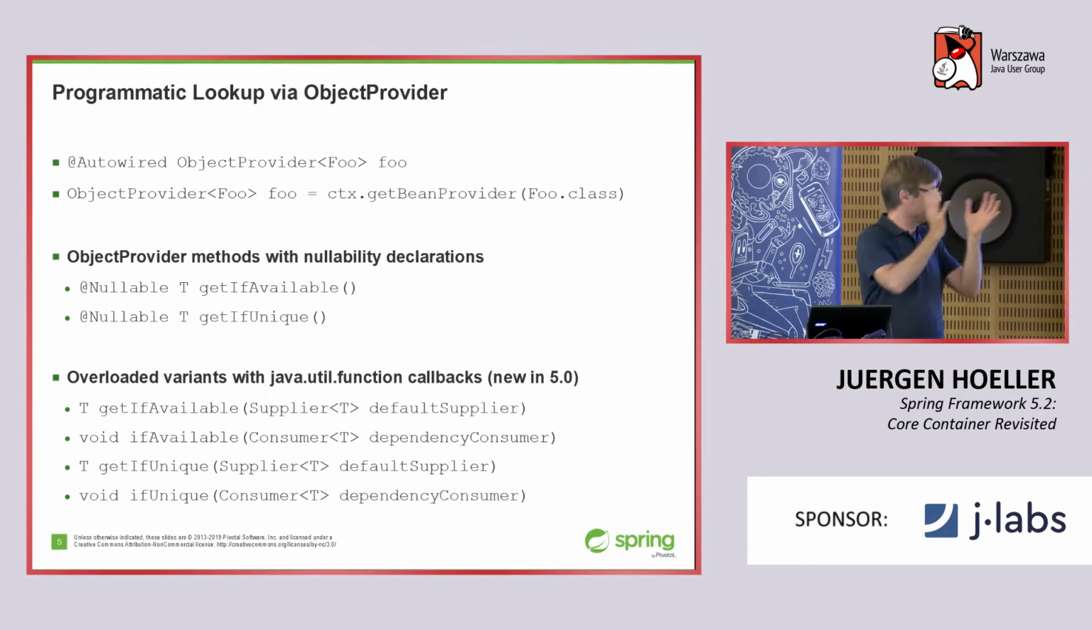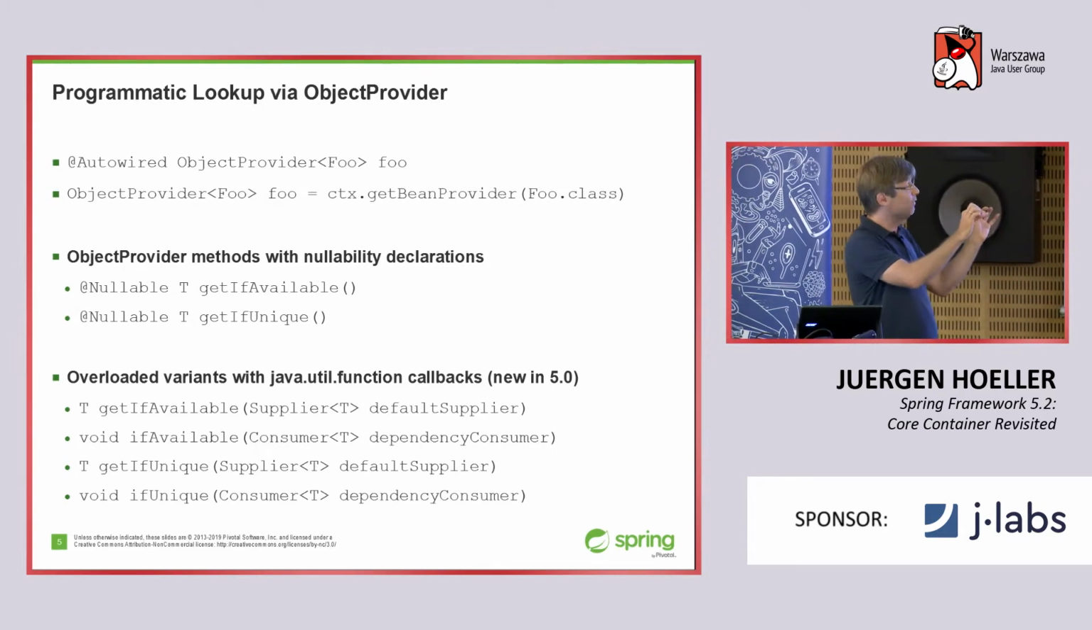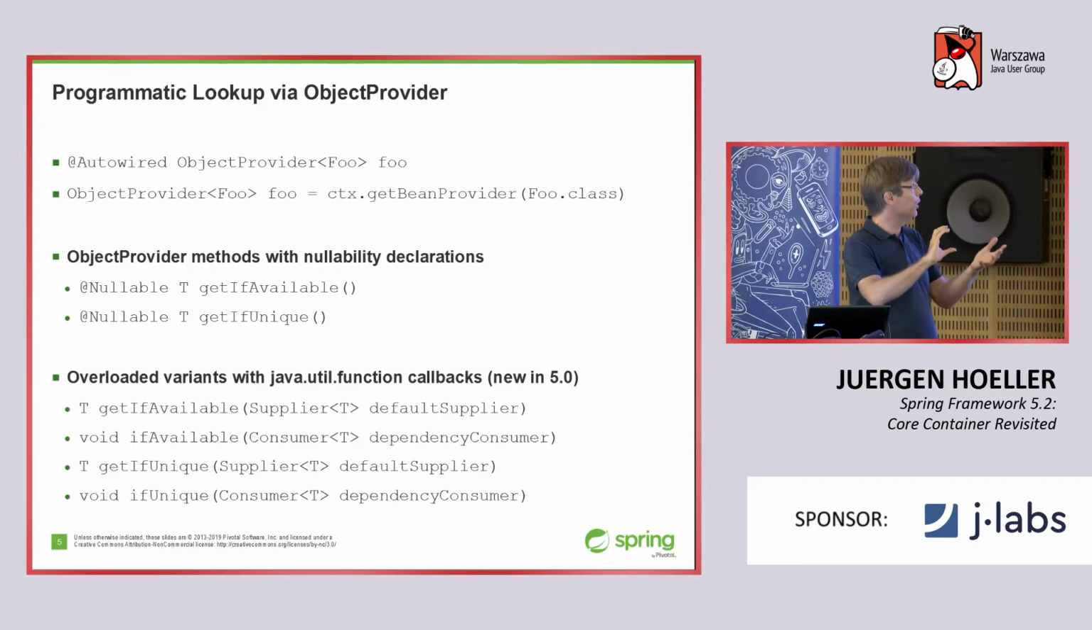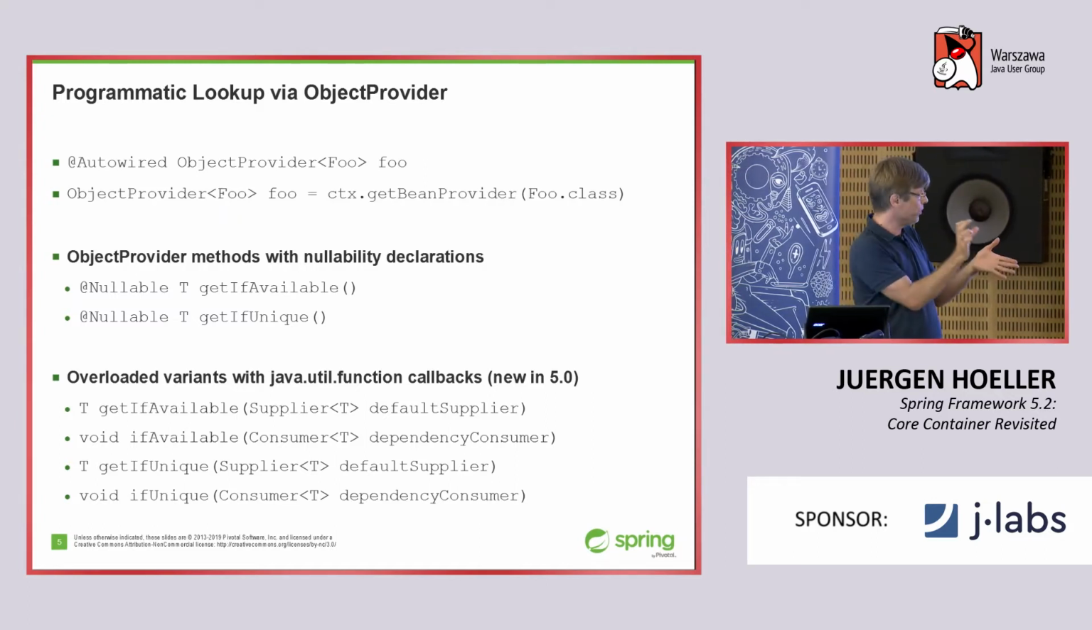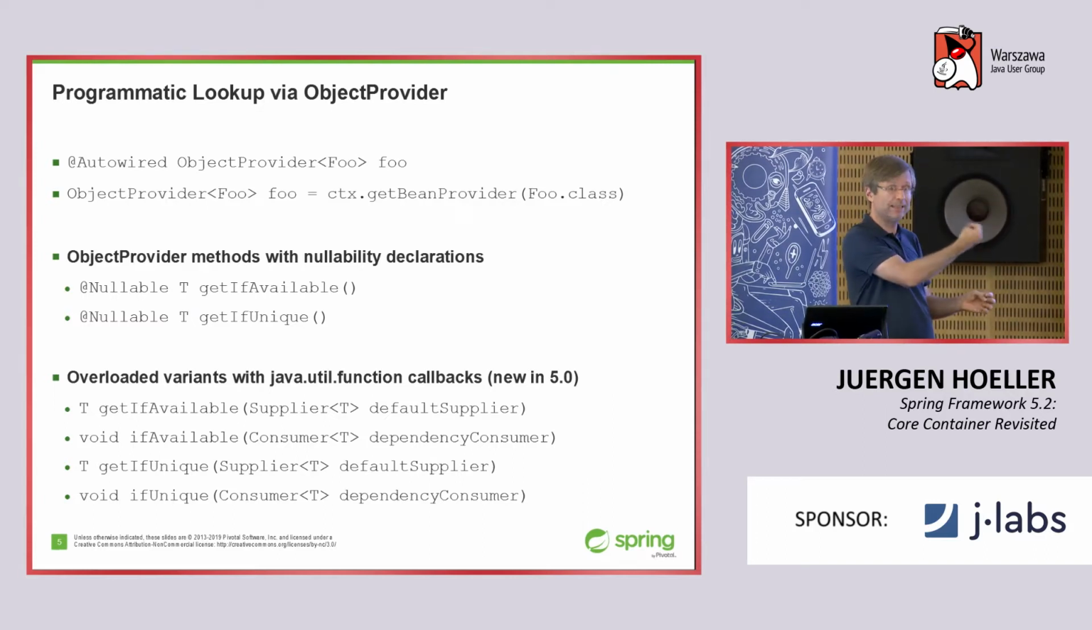You are the ones providing the default supplier, and Java util function interfaces can easily be bound to a Java 8 method reference or a Java 8 Lambda expression. So it's pretty convenient to use that signature, and you will never get null returned. So there's no add nullable here, non-null by default. Same for getIfUnique, but there's another twist here.